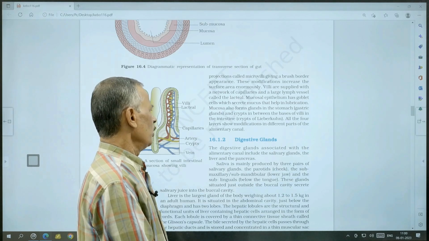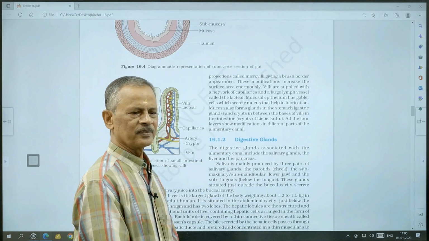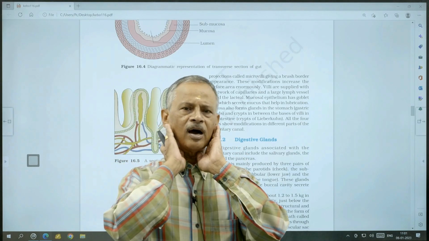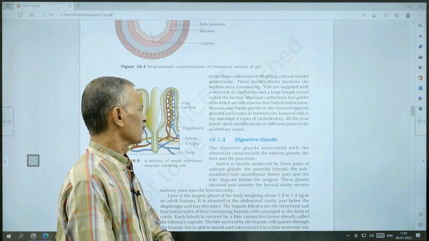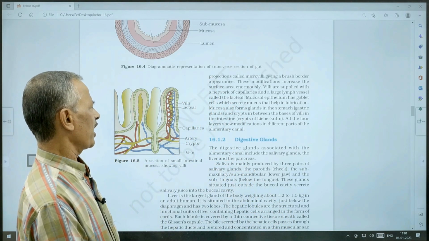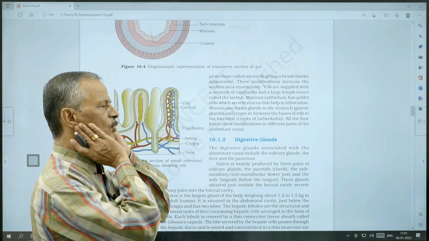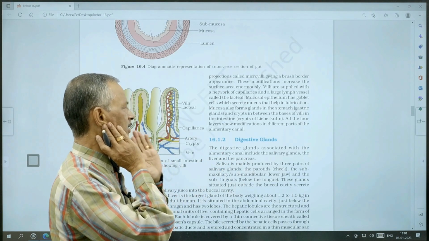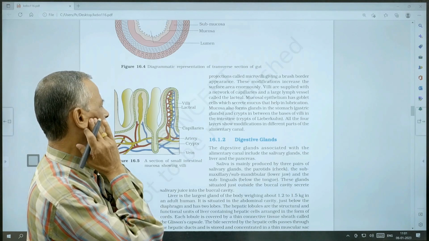It includes salivary glands, liver, and pancreas. Salivary glands produce saliva. That is their main secretion. We have three pairs of salivary glands. The largest one is the parotid gland, which is present at the cheek position. That's why it is called the cheek gland.